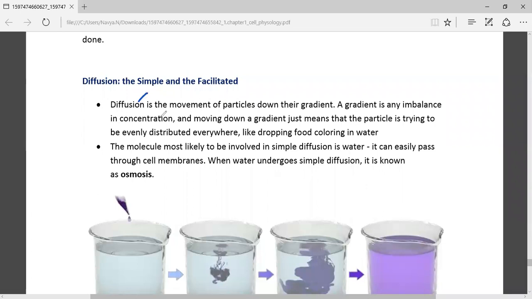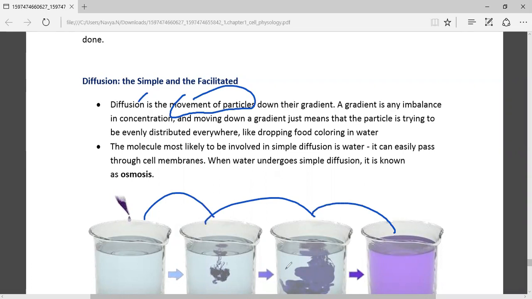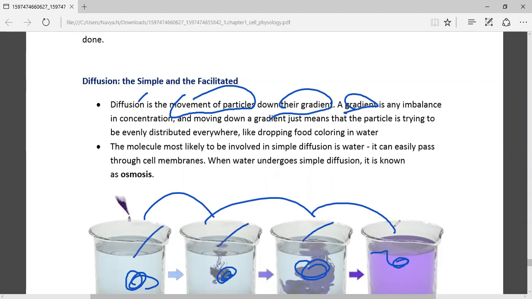So diffusion is nothing but the movement of the particles, here the movement of particles inside the water, down their gradient. This gradient is an imbalance in the concentration. You can see in the beakers here the particles moving down or moving up, until they are distributed throughout the beaker.